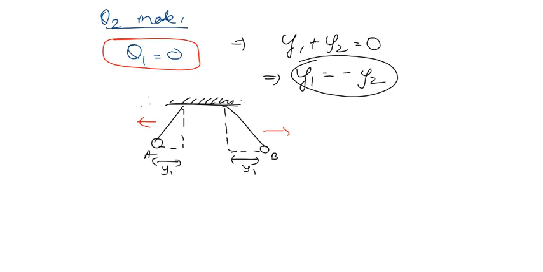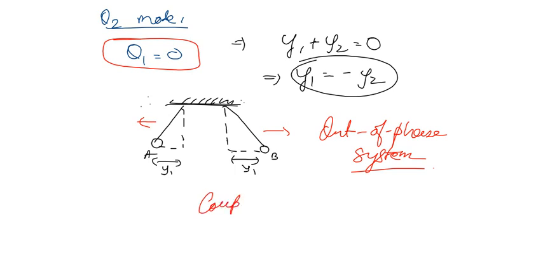So this system is also called your out of phase system. Why? Because you have the two pendulums always moving opposite to each other. y1 is equal to minus y2. So you're mostly done with this concept of coupled oscillator. Mostly done. We just have the last portion, which is nothing but the two modes.